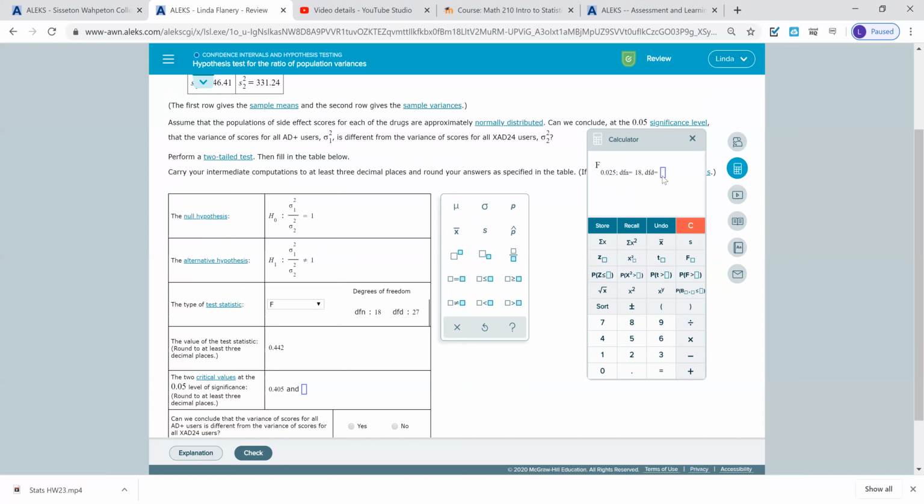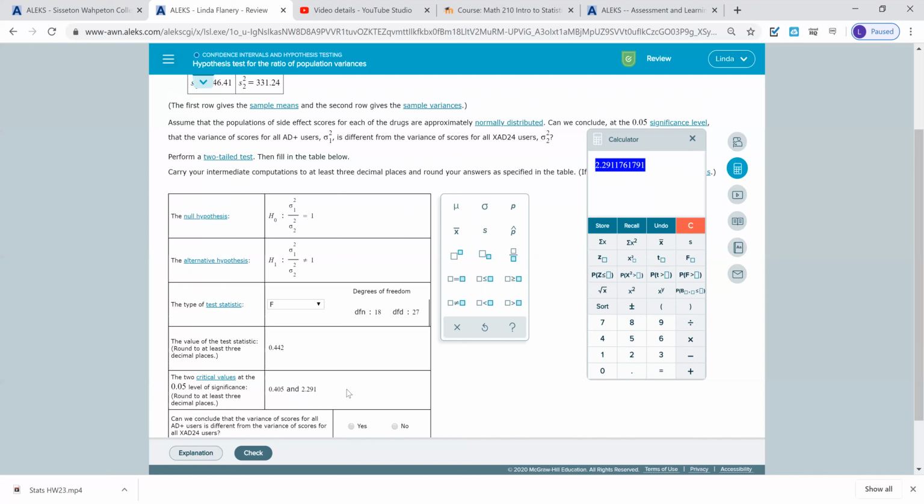So my null hypothesis would be if my test value falls in between those two values, my alternative hypothesis is, would it be less than the 0.405 or greater than the 2.291? In this case, our test statistic is 0.442. Since 0.442 is in between, in the middle of our two critical values, we have to assume that the null is true, that there is not a difference, that they are equal.